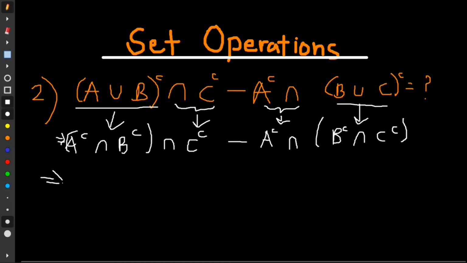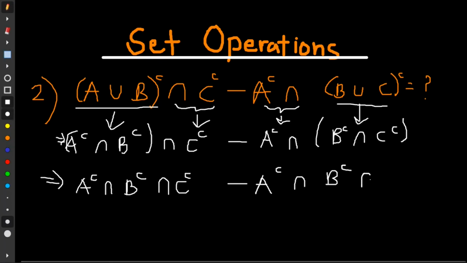So basically we can remove the parentheses out here since all of these operations are already intersection. So this would become A complement intersection B complement intersection C complement minus A complement intersection B complement intersection C complement. Now these two are already the same. So when we subtract them, the outcome is simply the empty set. That's all for this video.